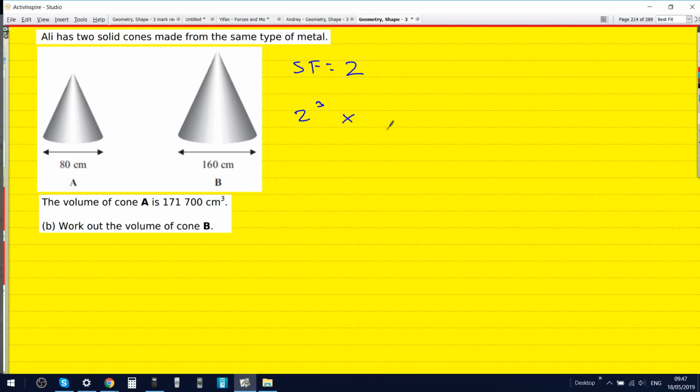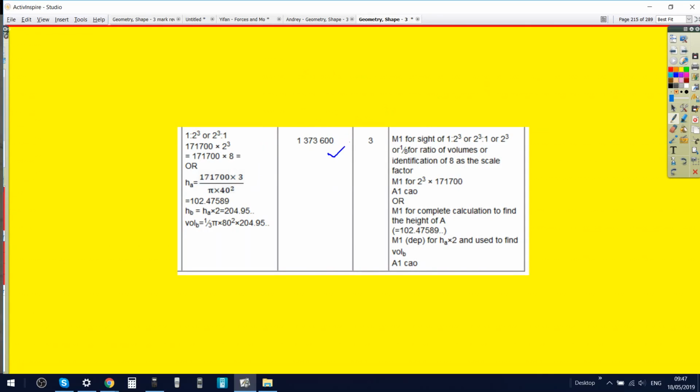So do I need to use the formula of a cone? No. What is the volume of A? 171,700 centimeters. Yeah. And so it's that area enlarged by the scale factor cubed. Okay. So 1,373,600. Okay. And there you go. Yeah. So it's just small volume times scale factor cubed gives you big volume.